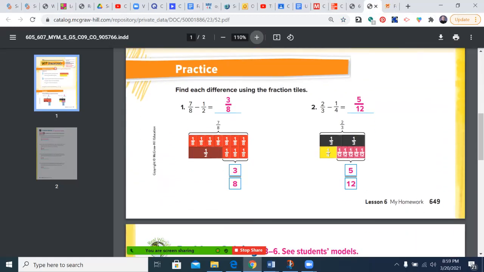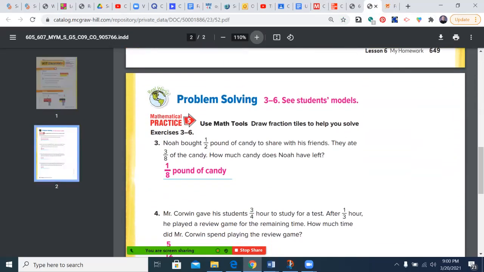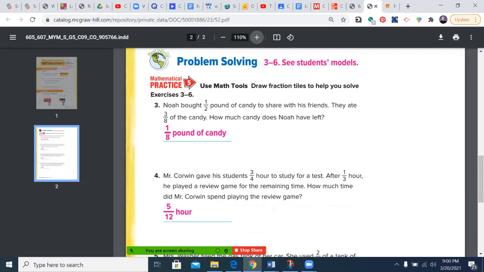We found that 7/8 minus 1/2. 1/2 would take out 4/8. That left us with 3/8 remaining. 2/3 minus 1/4, we were able to fill it in with 5/12. 1/2 minus 3/8, you ended up with an eighth pound of candy.